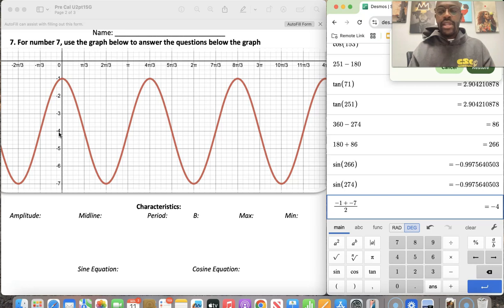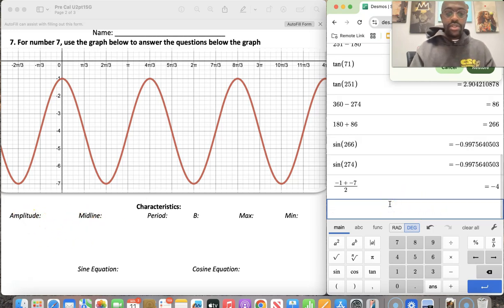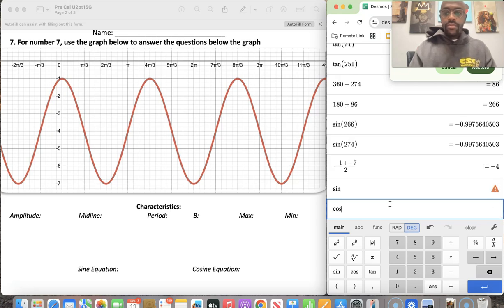All right, now that we have our midline of -4, remember the amplitude is the distance from our midline to our maximum. So if our midline is -4 and my maximum is -1, that distance is 3. And remember, you can go from midline to minimum as well. That distance is also 3. So my amplitude is 3. So now we have our midline of -4 and our amplitude of 3. Let's go ahead and start creating those equations. I know I have my midline of -4, so that goes on the back end. And I have my amplitude of, what, 3? So that goes on the front end.